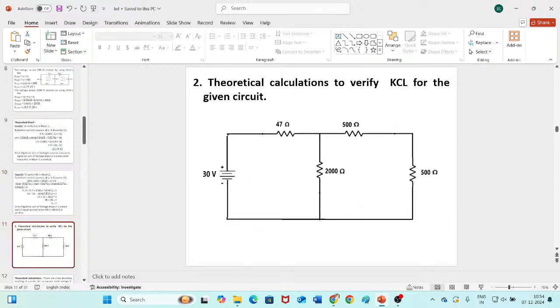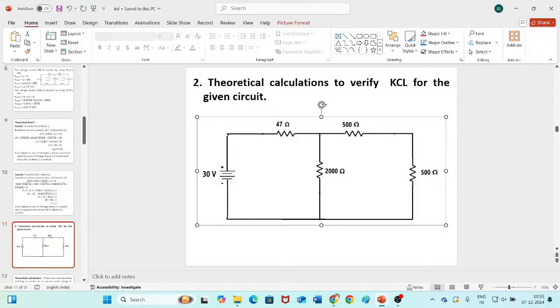So till now, I hope you have understood how to verify Kirchhoff's voltage law theoretically. Okay, now let us verify Kirchhoff's current law theoretically. Same circuit, even the practically verified circuit. If you have seen that video, you can see I have taken the same circuit to verify Kirchhoff's voltage law and Kirchhoff's current law practically. So I have taken the same circuit here once again.